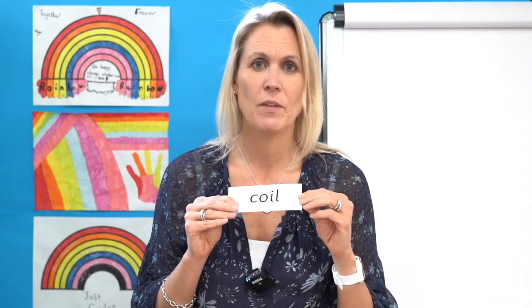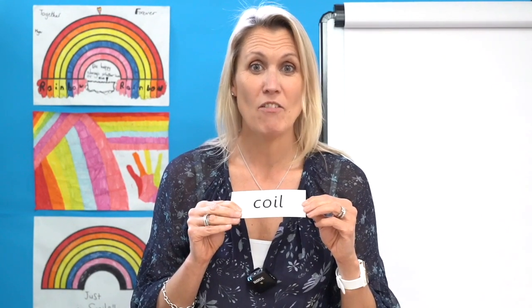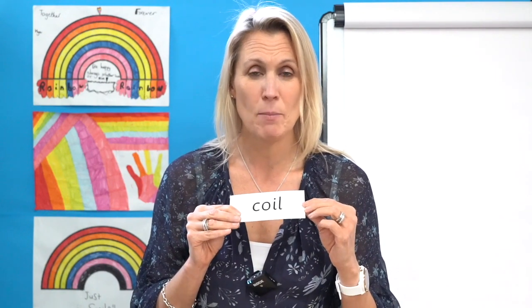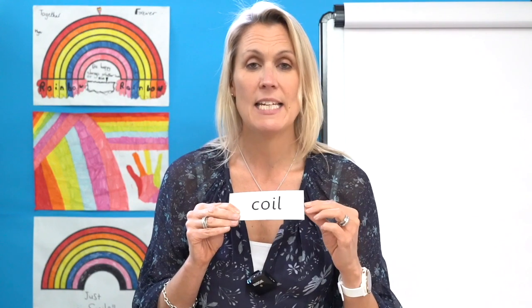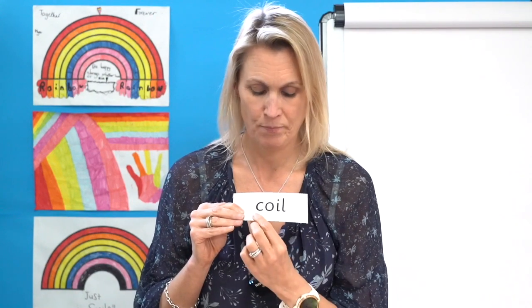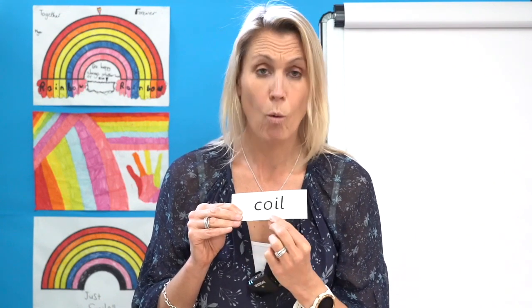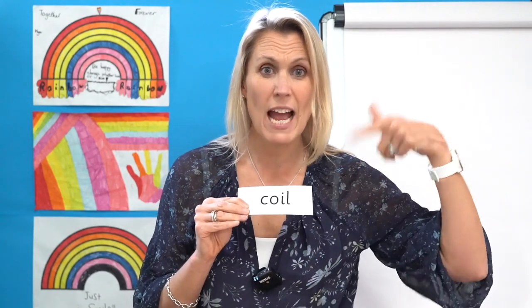Last word. Can you spot the digraph? Yes, the digraph is oi. Read each sound as I point. Now blend and read the word. Oi, coil. The coil twisted round and round. Great reading. Well done. Now I'm going to mix the cards up.